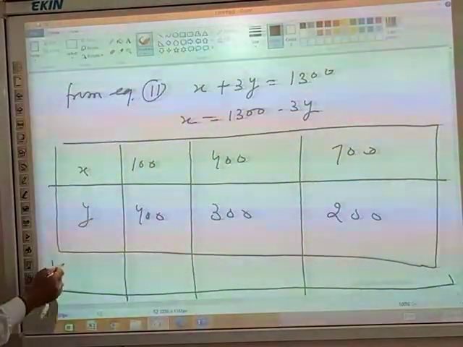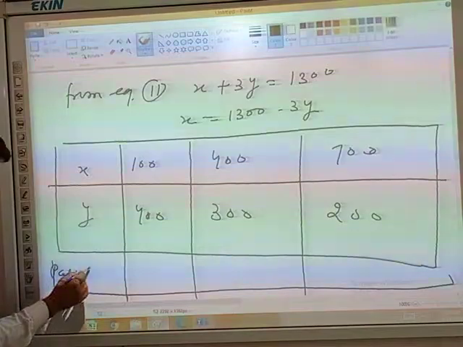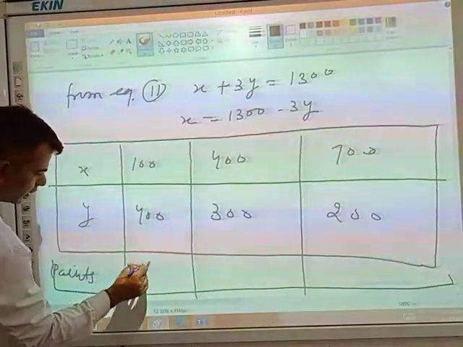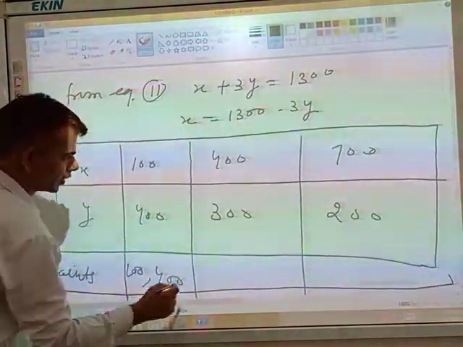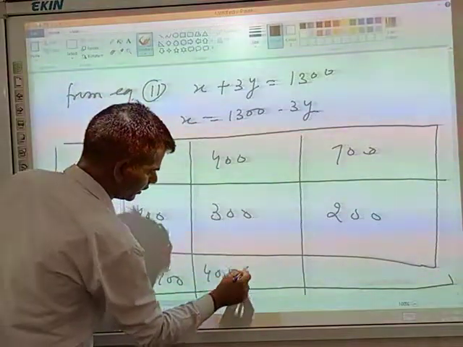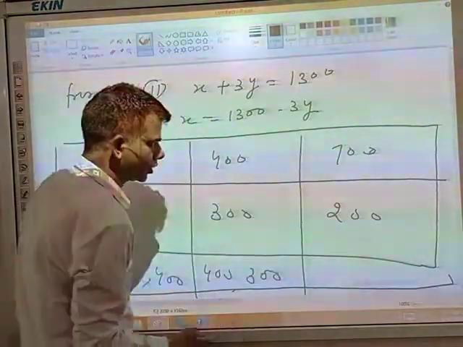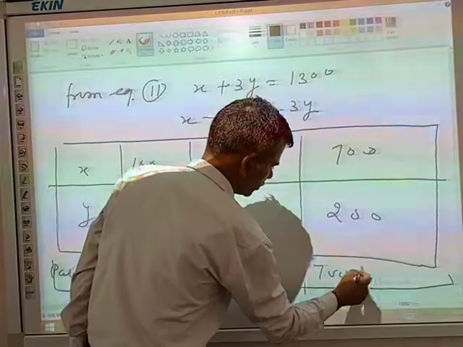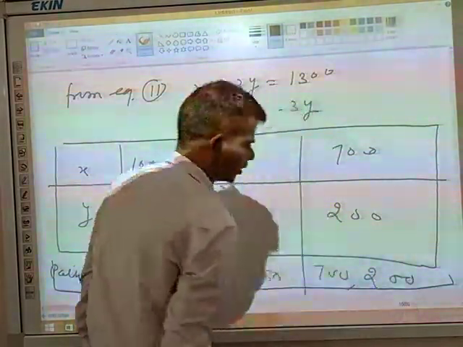Now students, your points become (100, 400), (400, 300), and (700, 200). Students, note down it.